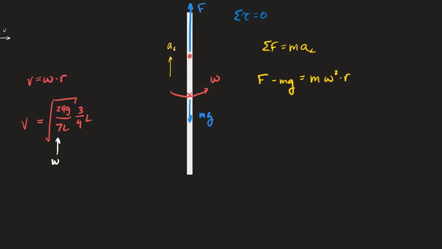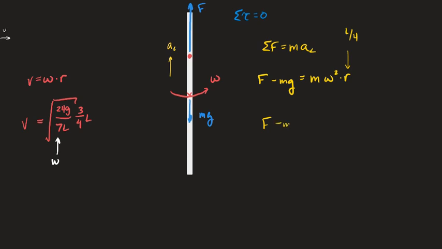Anything weird here? We've done this before, first semester. The only thing that's weird is what do you put in for r here? And I'll be very clear. This is acting on the center of mass. It's causing the center of mass to travel in a circular path. So this is going to be L over 4, the distance from the pivot point to the center of mass. That's important. That's worth writing down.